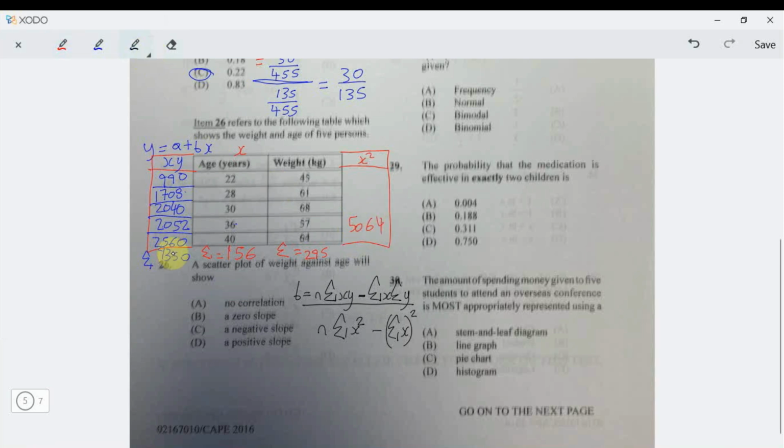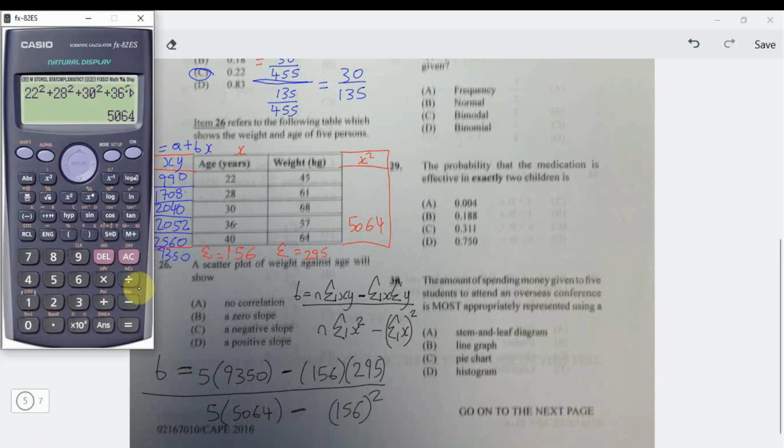And so now we get b is equal to, n is 5 (1, 2, 3, 4, 5). So it's 5 times the sum of xy, which is 9350, minus the sum of x times the sum of y, so minus 156 times 295, over n, which is 5 in bracket, the sum of x squared, which is 5064, minus the sum of x all squared, so minus 156 all squared.